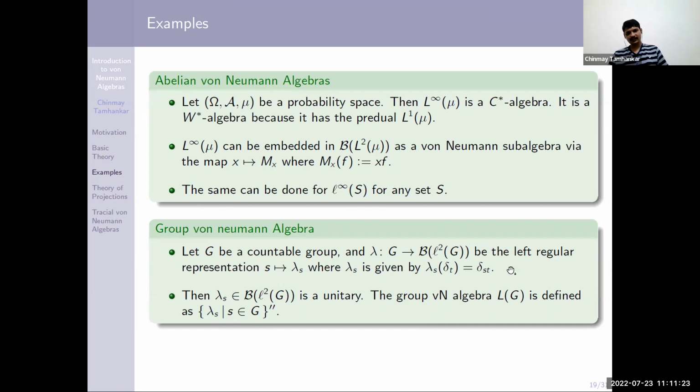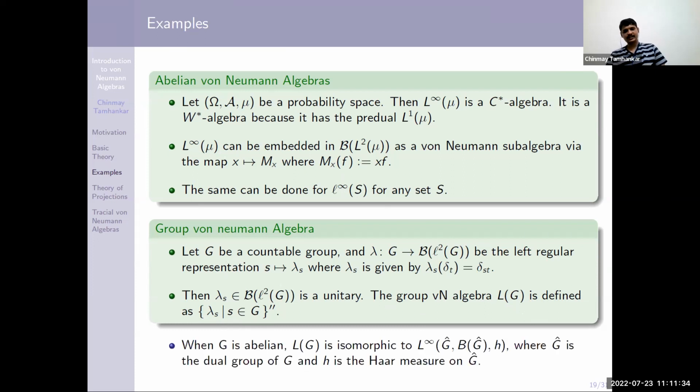Now we can see that if G is abelian, then this L of G is also abelian. And so one might wonder whether it also is of this form L infinity. So in fact it will be, and when G is abelian, then L of G is isomorphic to L infinity of the Haar measure on G hat, where G hat is the dual group of G.